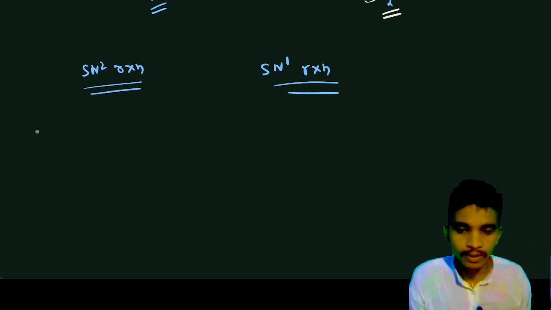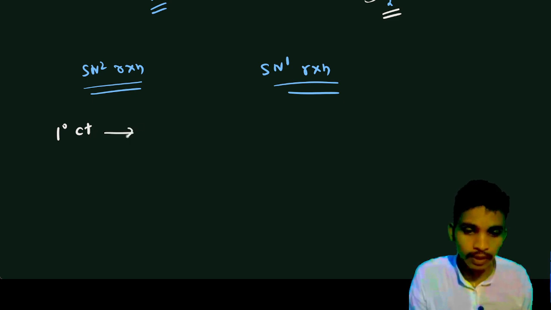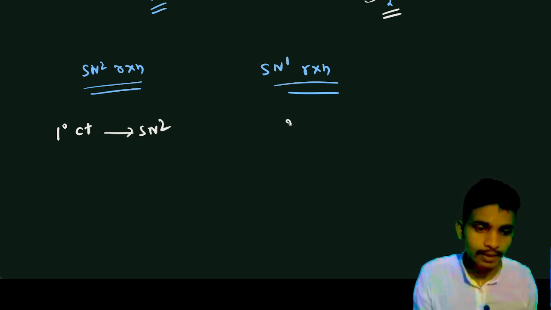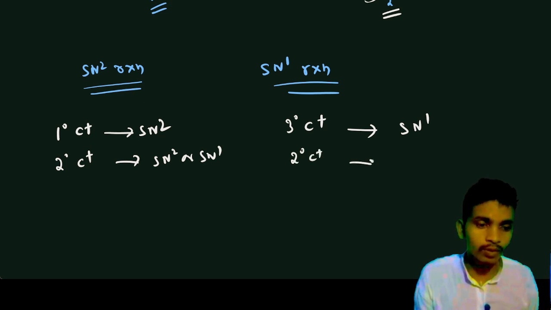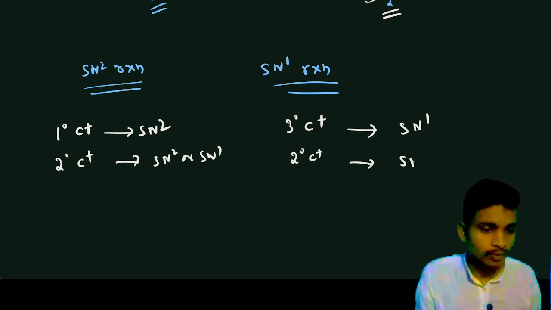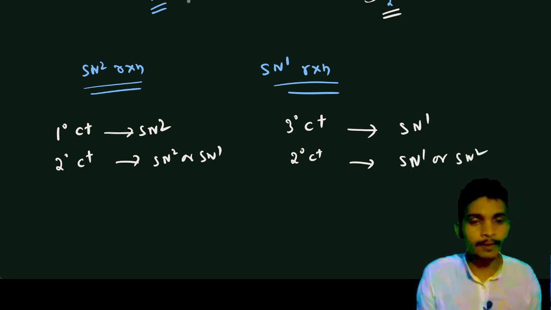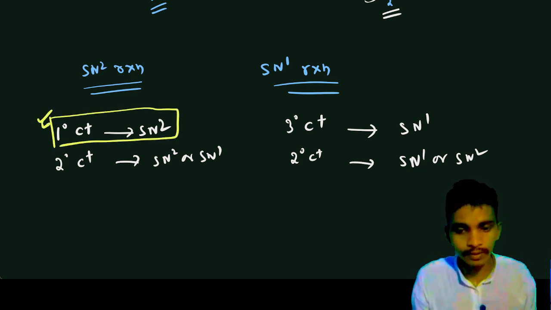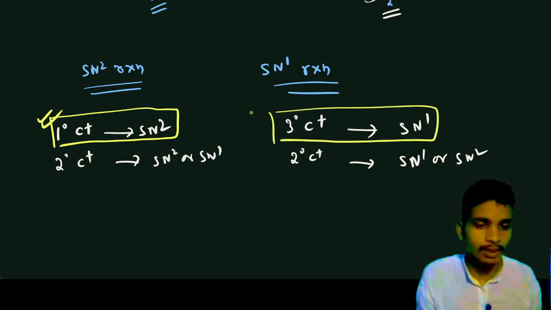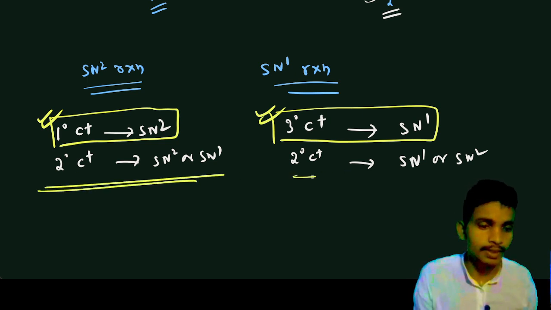So for SN2 reactions, 1-degree carbocations are always preferred for SN2 reactions. And if it is a 3-degree carbocation, then it always prefers SN1 reactions. That we know. And if it is a 2-degree carbocation, then it can do SN2 or SN1. It means whenever 1-degree carbocation, then always SN2 reactions. Okay, and whenever 3-degree carbocation, then always SN1 reactions. For 2-degree carbocation, both chances are possible.